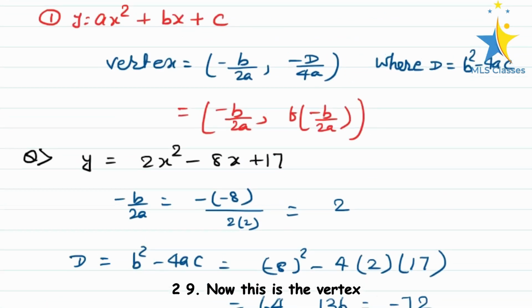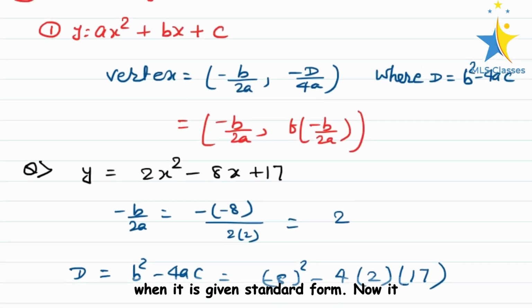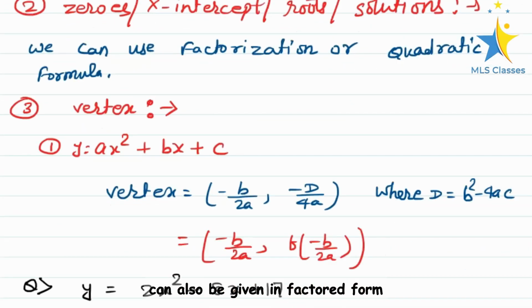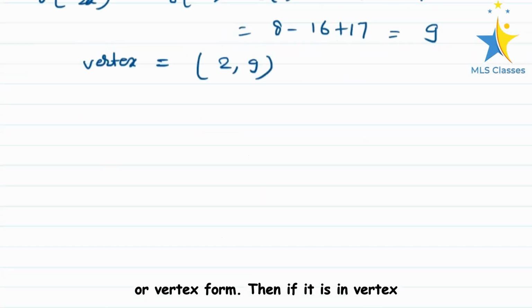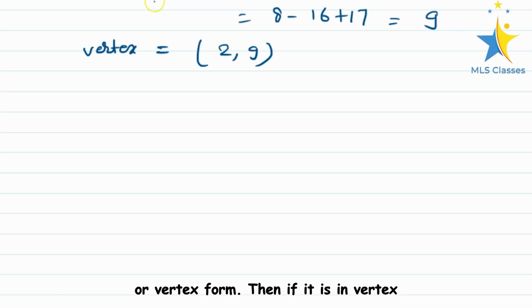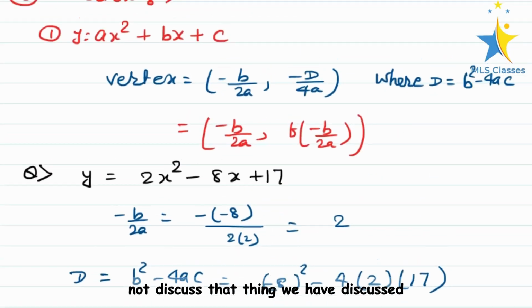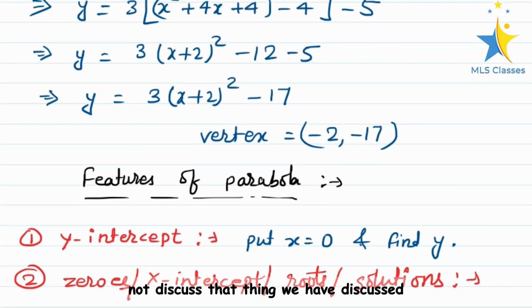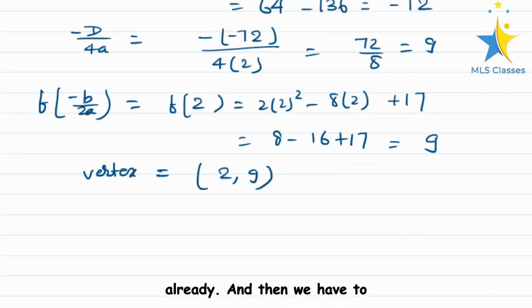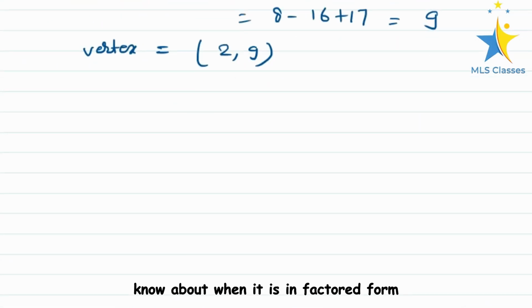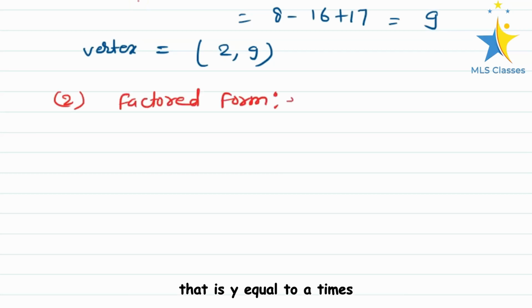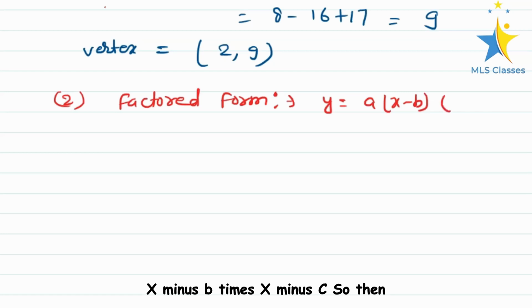Now this is the vertex when it is given in standard form. Now it can also be given in factored form or vertex form. If it is in vertex form, then it's quite easy, so we will not discuss that. We have discussed it already. And then we have to know about when it is in factored form, that is y equal to a times (x minus b) times (x minus c).